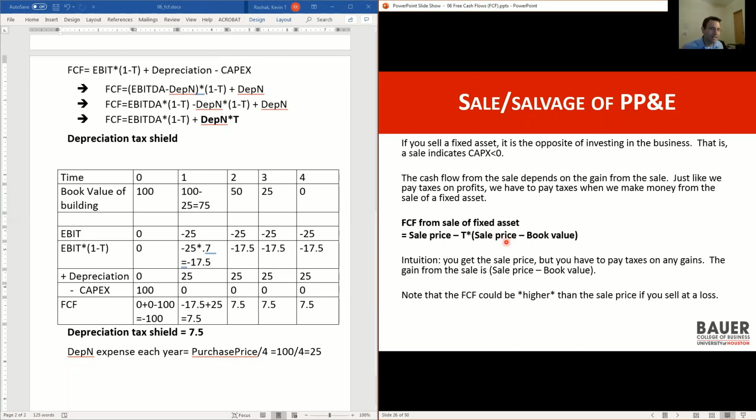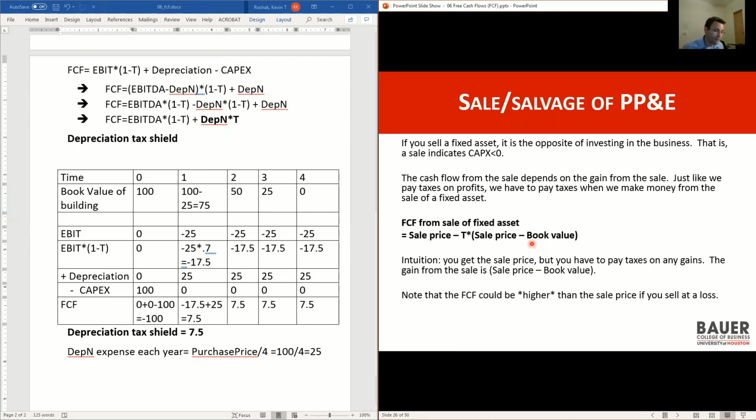How much are you paying in taxes? Well, it's your tax rate, T, which we saw before. You multiply that by the gain. And so this whole thing here is how much taxes you pay. That reduces your cash flows. Now, it could be sometimes you sell things at a loss, and that actually would increase your cash flows. So again, you just walk through this equation.